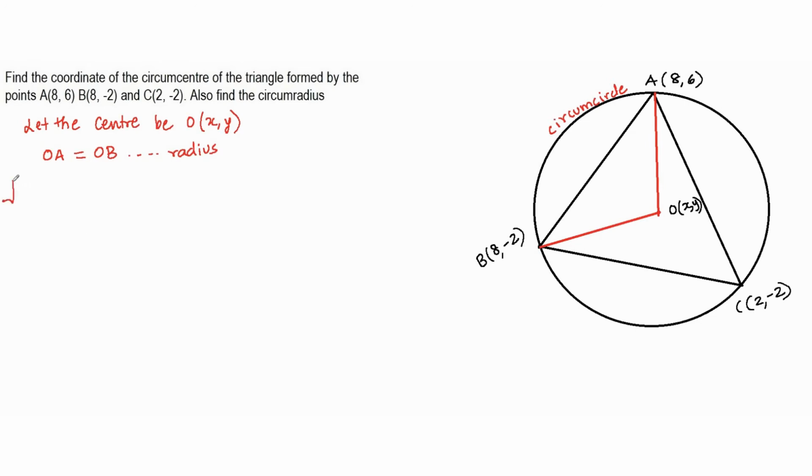So OA is going to be under root of x minus 8 the whole square plus y minus 6 the whole square. And this equals OB.